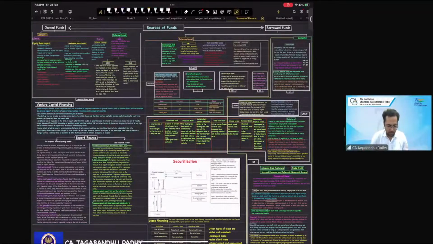So now we're looking at the next aspect of finance, which is about the sources of finance. We're essentially looking at the different ways through which funds can be generated, or obtained, by a business entity. I've created this chart for you, which I'll definitely be sharing with you.